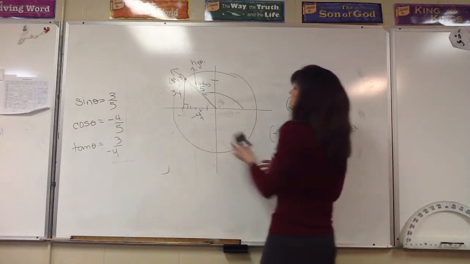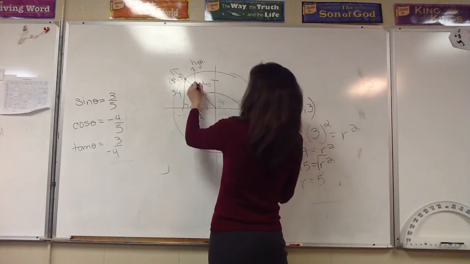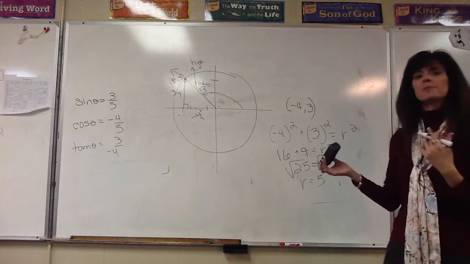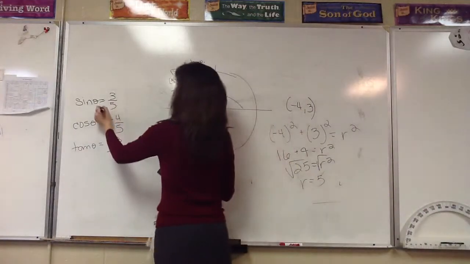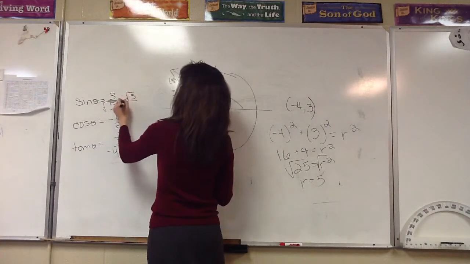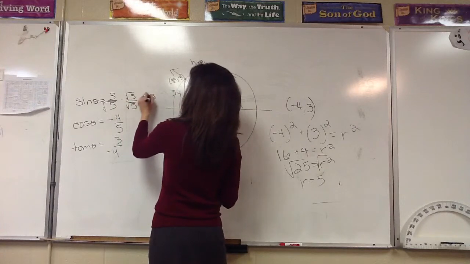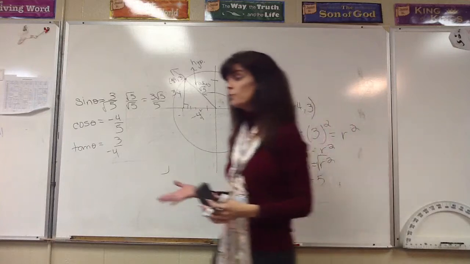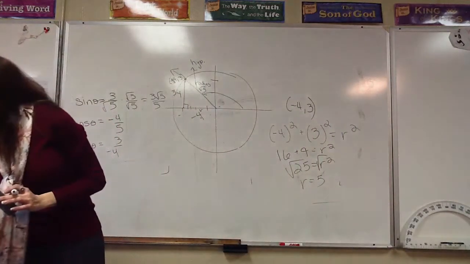Now, let's just say that our 5 worked out to be square root 5, which it didn't in this case. But how would we handle that? Well, don't forget, you always would have to rationalize that denominator and make it 3 square root 5 over 5. Okay, so that's how we work these type of problems here.